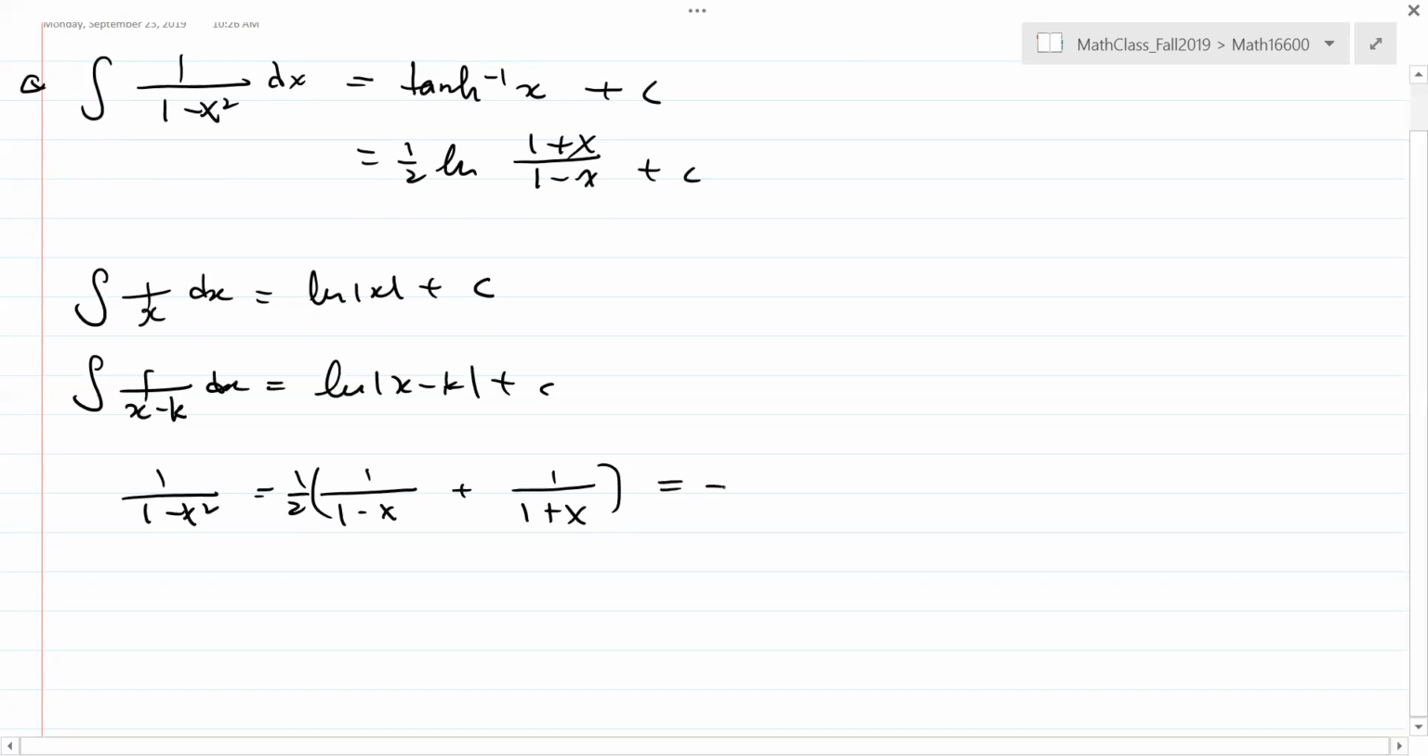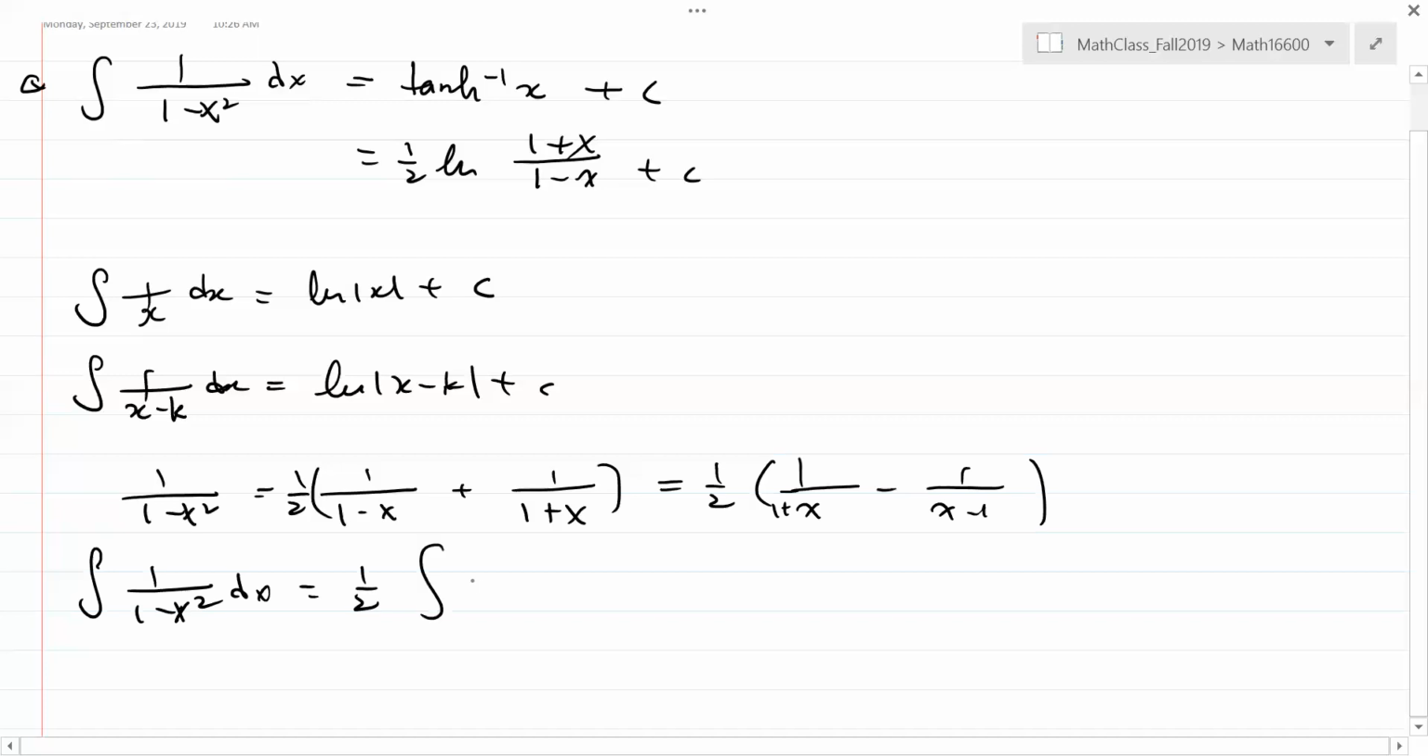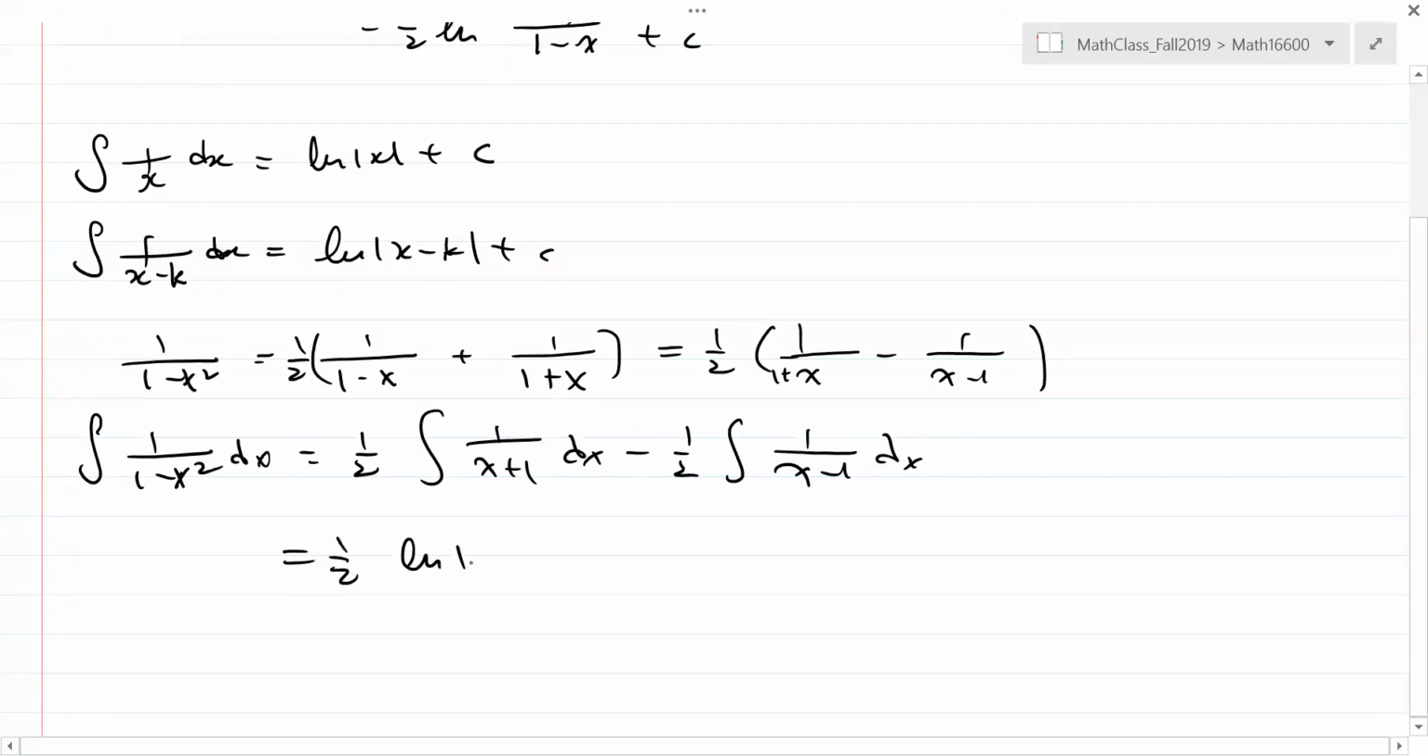And then you can also express it in the following form: 1 over 1 plus x, minus, I'm going to change the sign. The reason I want to do that is so I can use the above formula. So the integral of this function is going to be half the integral of 1 over x plus 1 dx minus half of the integral of 1 over x minus 1 dx. So we can use the above formula. I can quickly get natural log of absolute x plus 1 minus natural log of absolute x minus 1 plus constant.